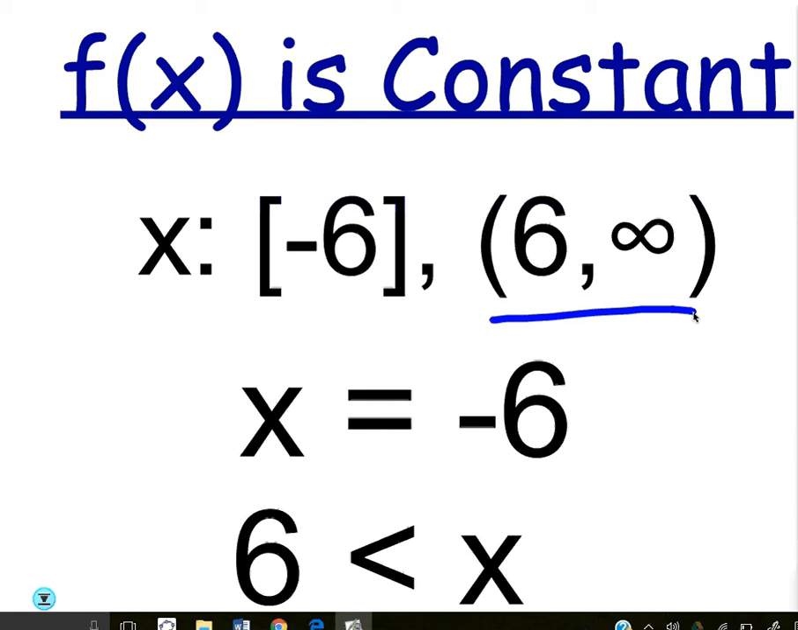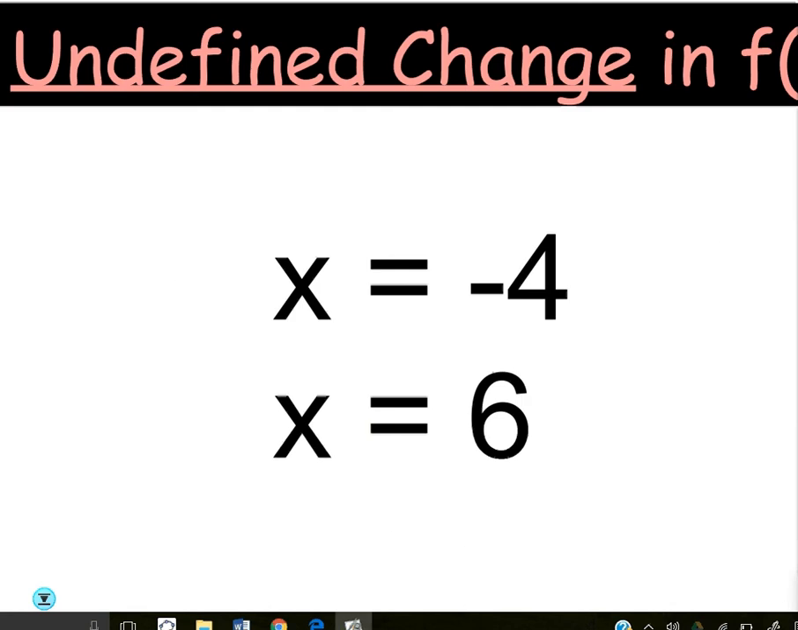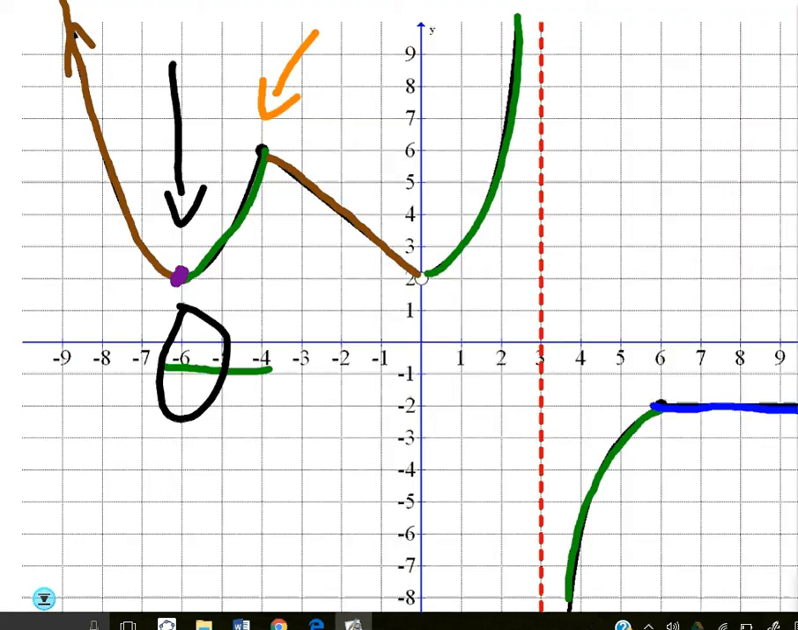All right, so that brings us to the fourth point, which is undefined change. It's going to be at -4 and 6. Let's take a look and see why. So again, at -4, it's not a smooth transition. It's jagged. That's called a cusp. You don't have to know that, but if it kind of goes curvy and then straight like that, it's called a cusp. So it can be undefined at -4.